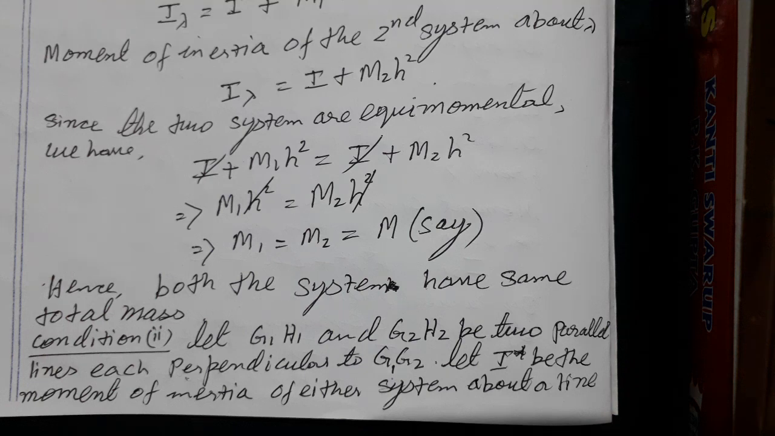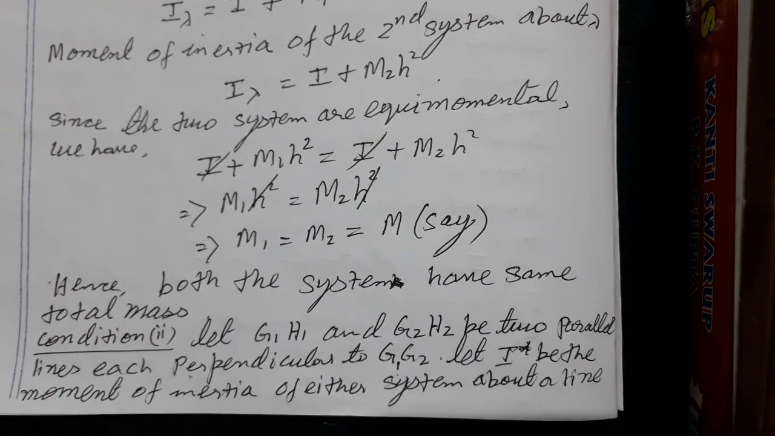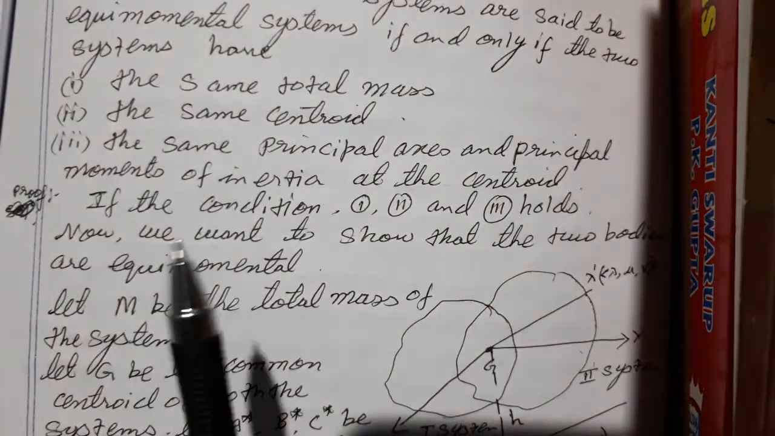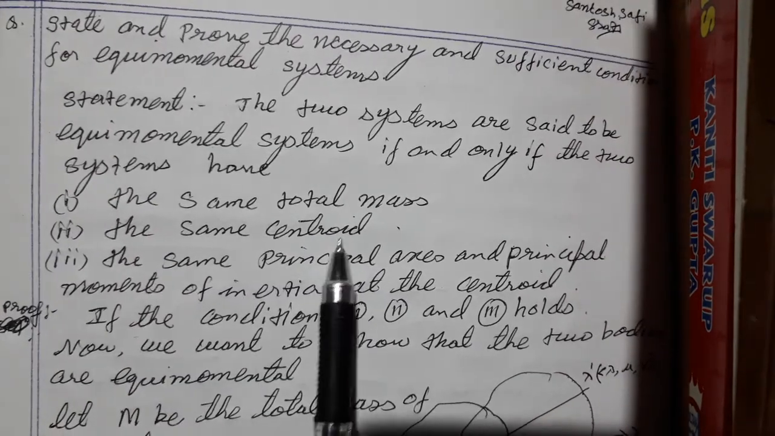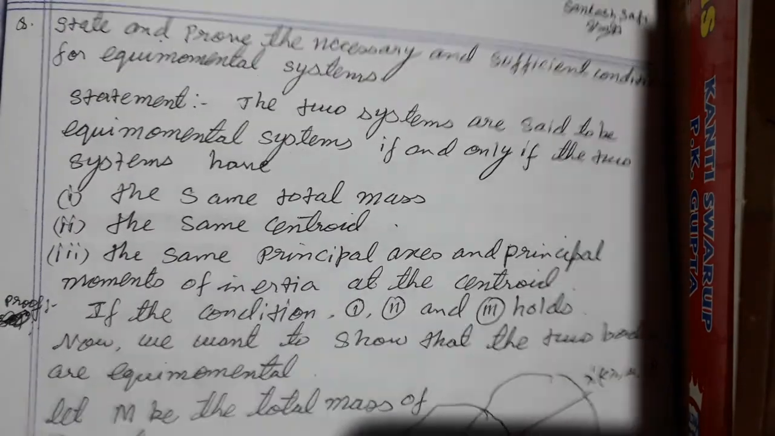So now the condition 2, we can go back to condition 2 here. So we can see here what our condition 2 is, what we want to prove. We want to prove they have the same centroid. So both the systems have the same centroid.